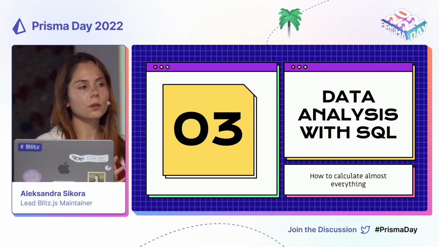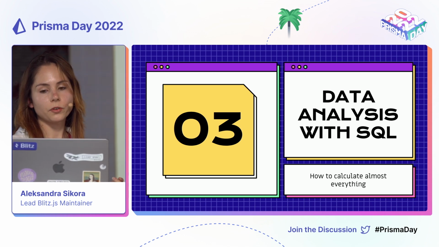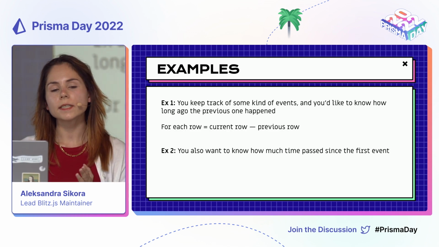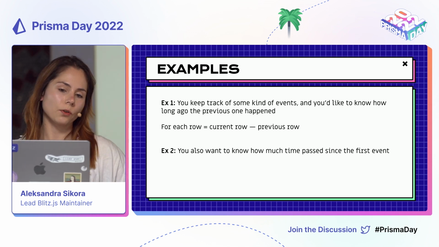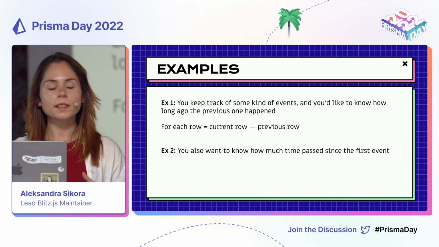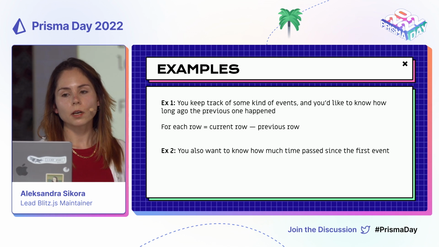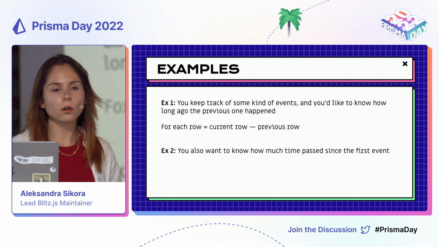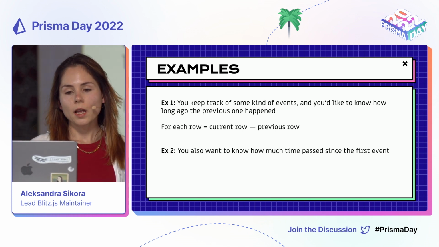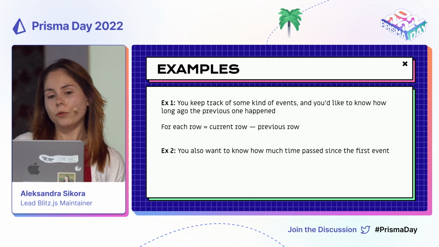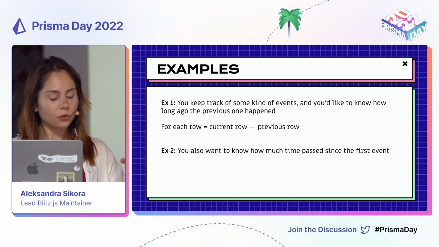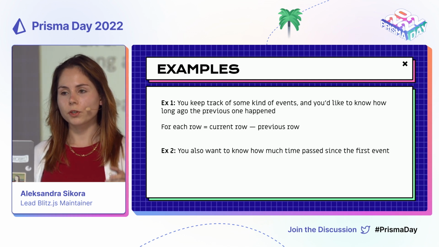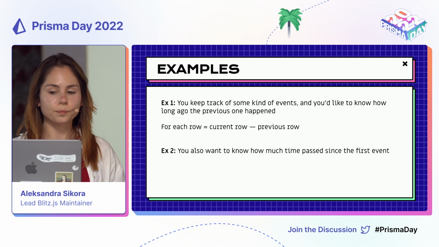OK, now we're going to do some data analysis with SQL. Firstly, I'm going to state the examples that we're going to focus on in this part. Let's say you keep track of some kind of events, and you'd like to know how long ago the previous one happened. For example, you keep track of all the logins to the application. And one more thing you'd like to know is, for each row, how much time passed since the very first event. For example, the account creation.